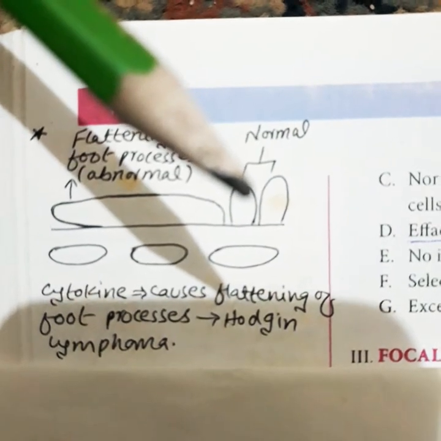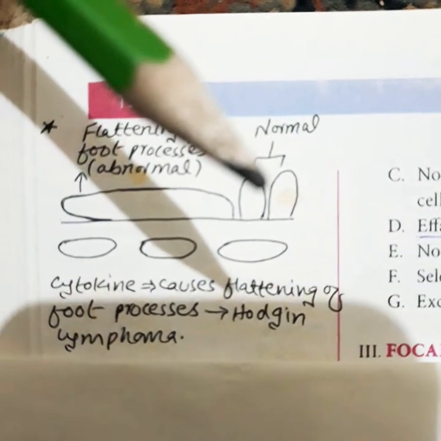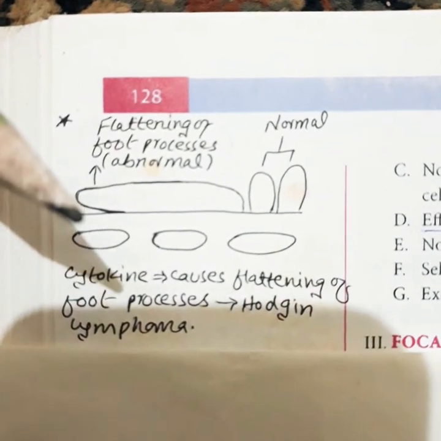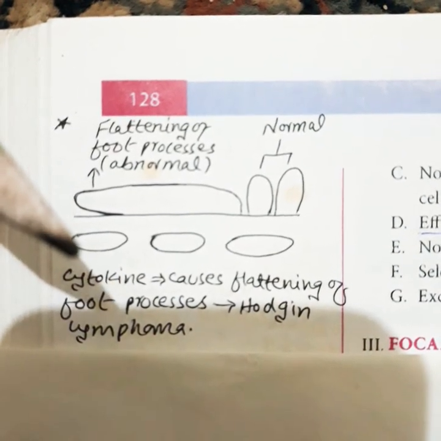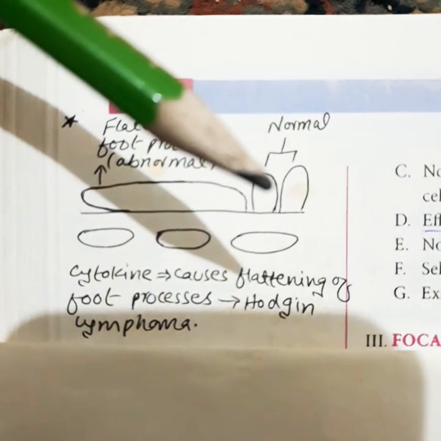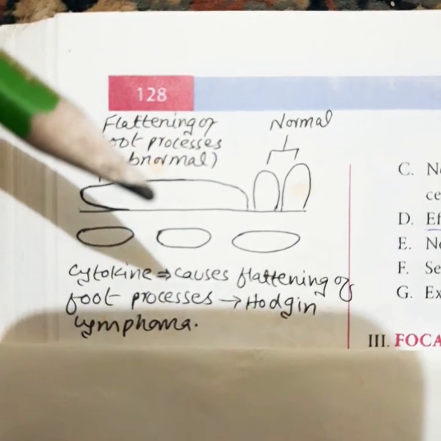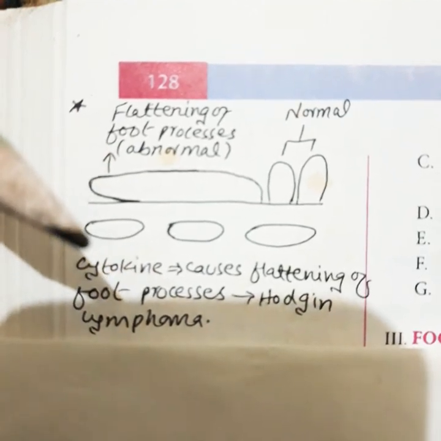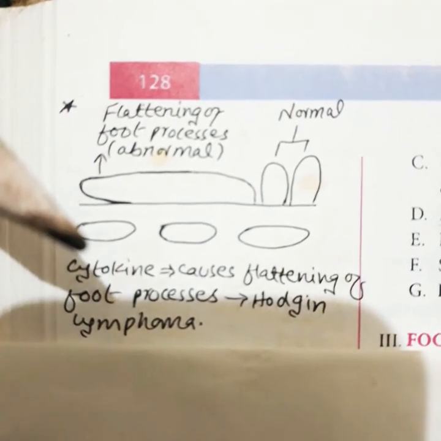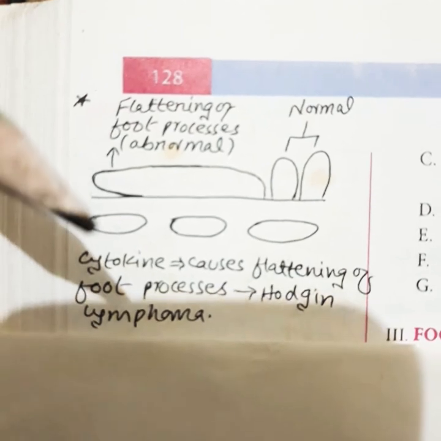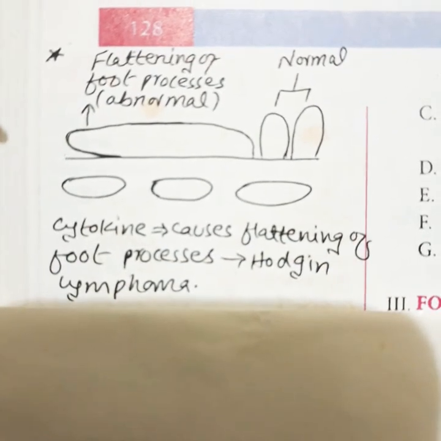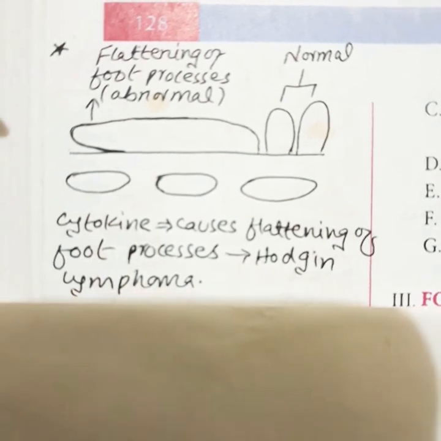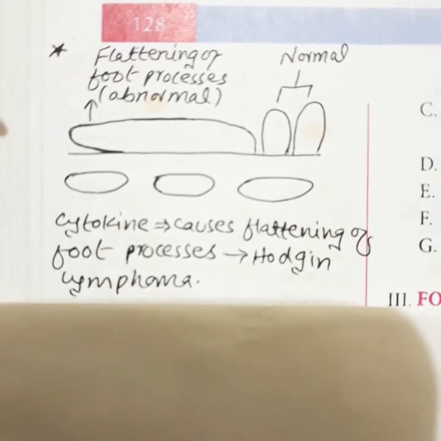That one is the epithelial cell or foot processes of the podocyte, basement membrane, and endothelial cell. Normal foot processes and abnormal foot processes, flattening of foot processes. Cytokine causes flattening of the foot processes. Minimal change disease is commonly associated with Hodgkin lymphoma. Cytokine is released from T cells.